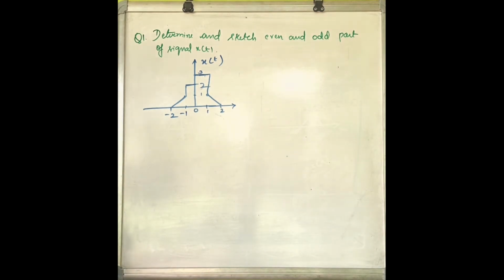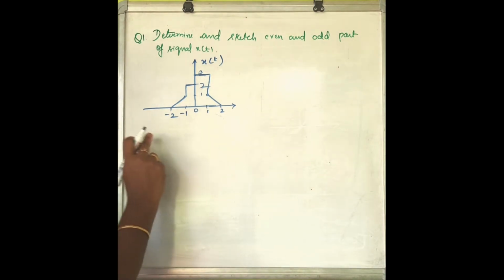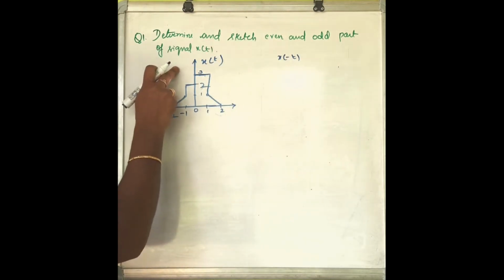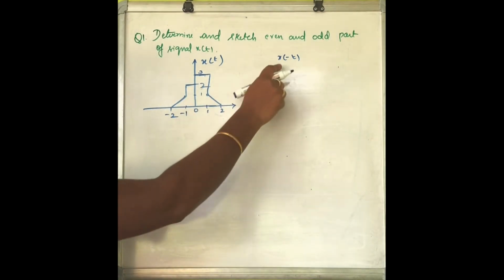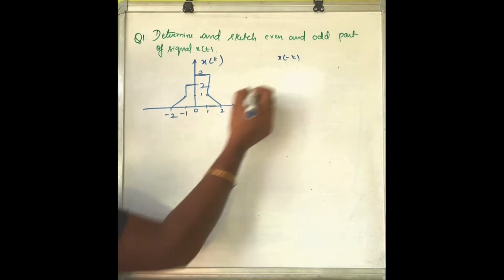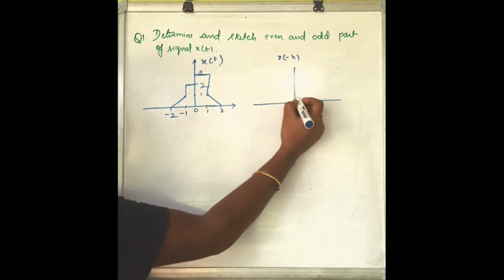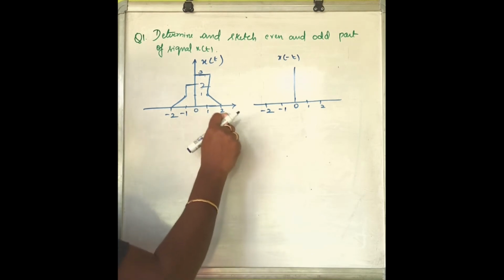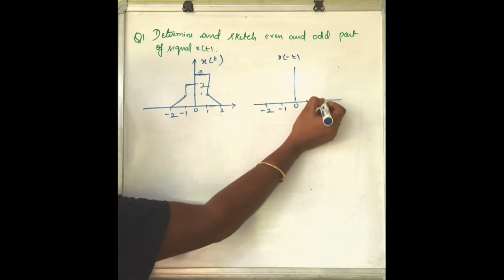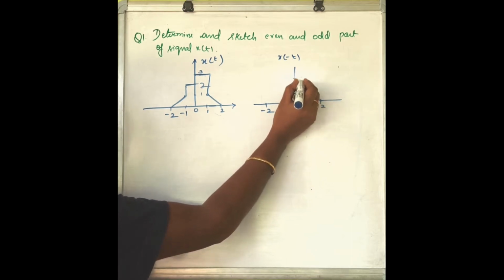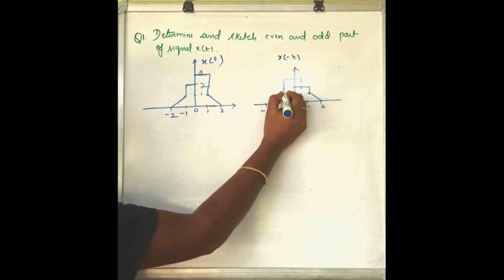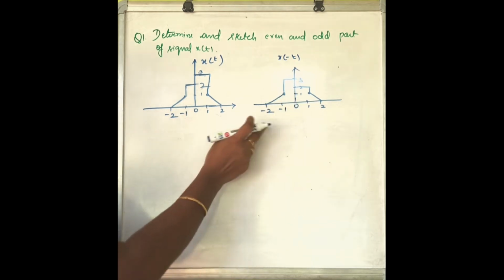So here a continuous signal x(t) is given. You are asked to sketch the even and odd part. When x(t) is given, you have to draw x(-t), because to find even and odd, we need x(t) and we need x(-t). So minus t is nothing but time reversal. For this, the time reversal signal will be at 0, 1, 2, minus 1, minus 2. Whatever is here will go here, and whatever is here will come here. So it will be 1, 2, 3. That is the amplitude. So this is your time reversed signal.